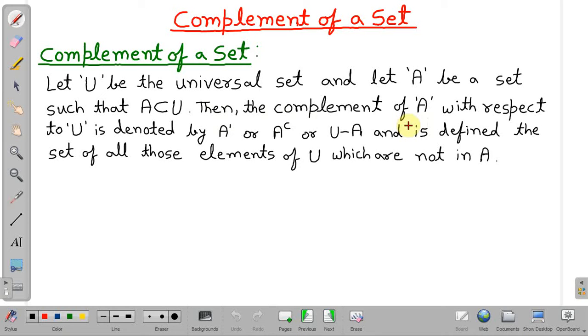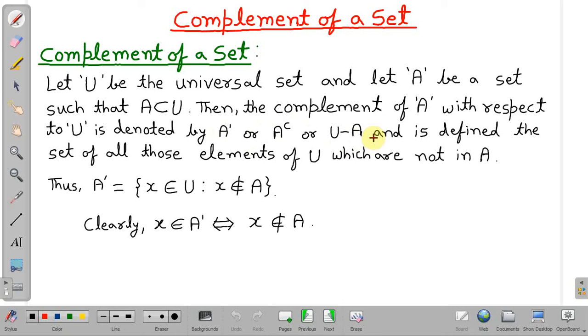not in set A. Okay, so it is always defined with reference to the universal set and it is denoted by A dash or A C, where C is in superscript, or we denote it by U minus A. Suppose x is an element of the universal set, and we have to define A dash, then we write x is an element of the universal set such that x will not be an element of set A. Okay, so it is U minus A.